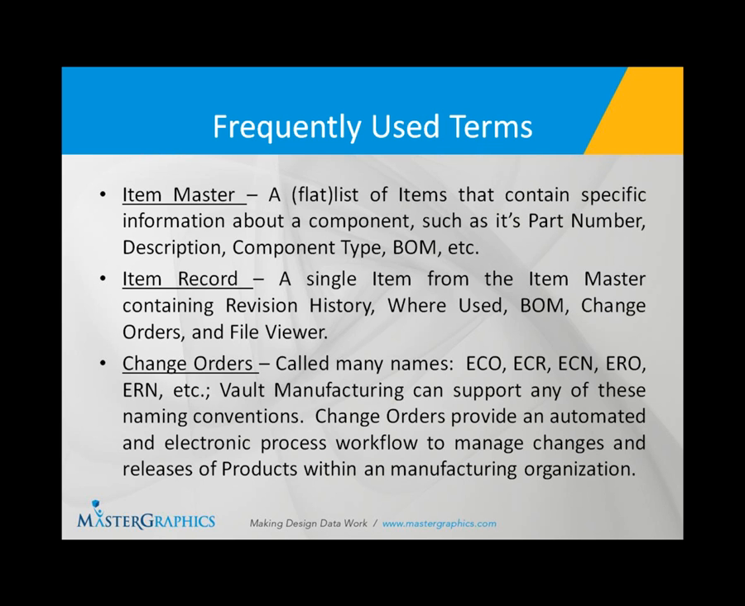And then the last thing here is change orders. And a lot of companies call these different things. It could be an ECO, an engineering change order, or an ECR, an engineering change request, an ECN, an ERO, or an ERN. And really, the software can support any one of those naming conventions. Change orders provide an automatic and electronic process workflow to manage changes and releases of products within a manufacturing organization. So those are three areas we're going to cover within this presentation.